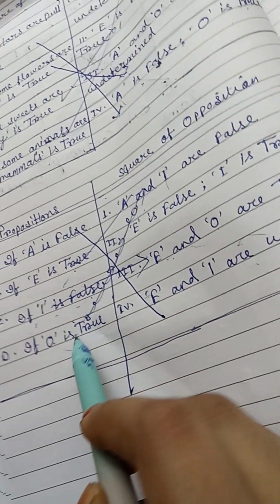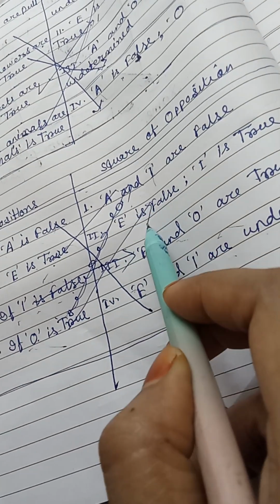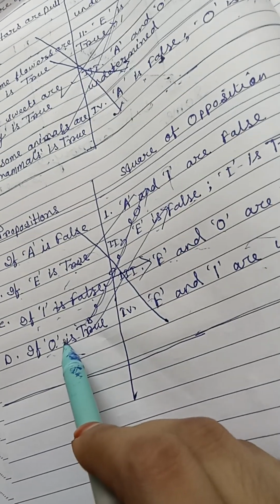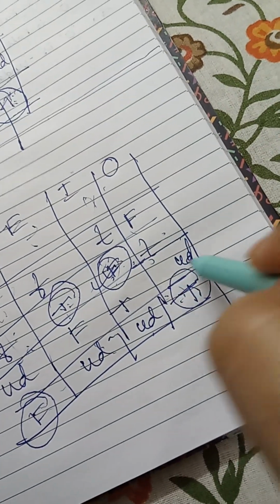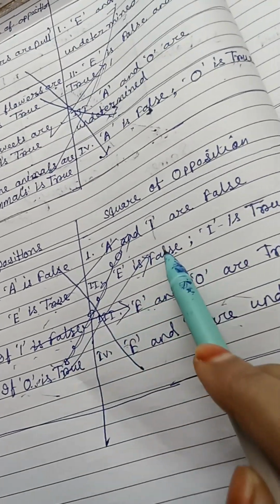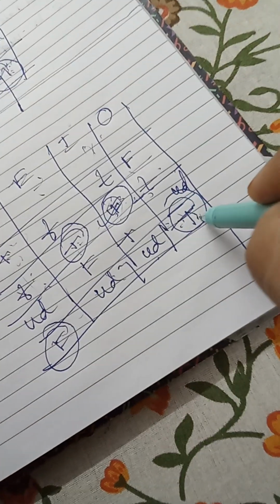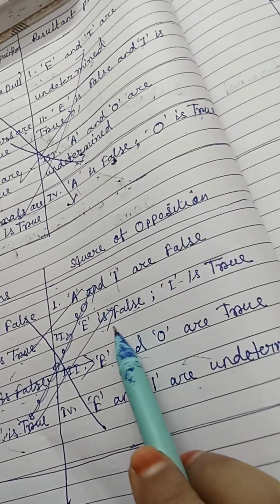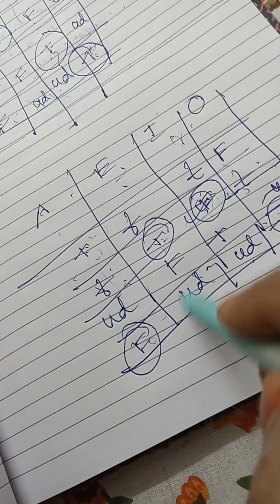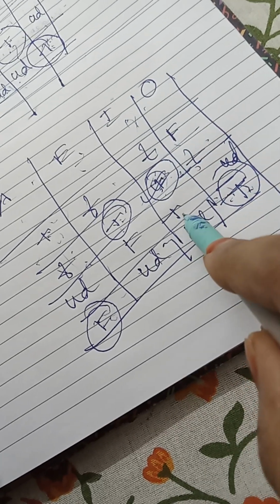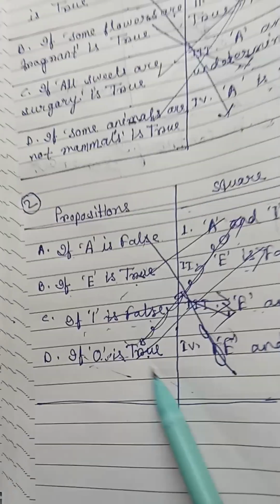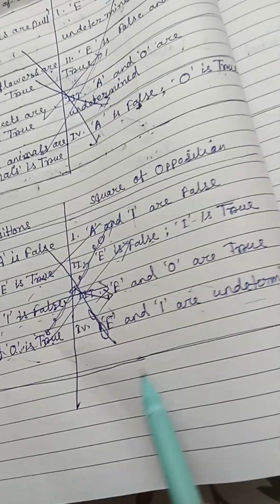The last one is, if O is true, then E is false, I is true. Now check it also. O is true. Where is O? O is true. So E is false, O is true. So E is false and I is true. So if O is true, then E and I are undetermined. Here E and I are undetermined.